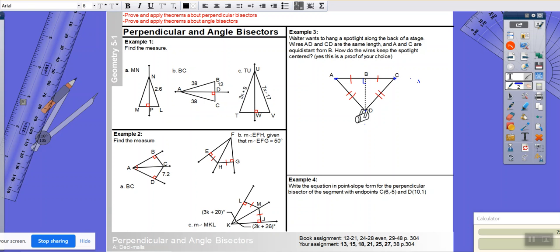All right, and finally, for our last super fun task, write the equation in point slope form for the perpendicular bisector of the segment with endpoints of (6, -5) and (10, 1). All right, so what do we need to find in order to do this problem? The slope. We need to find the slope. What else?